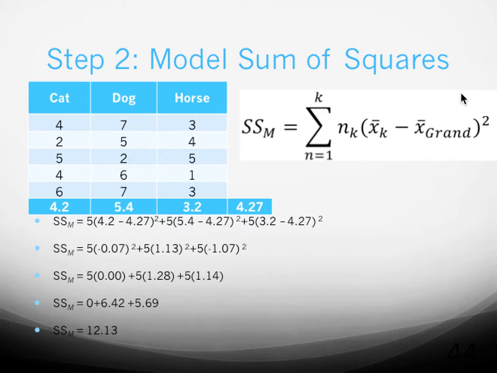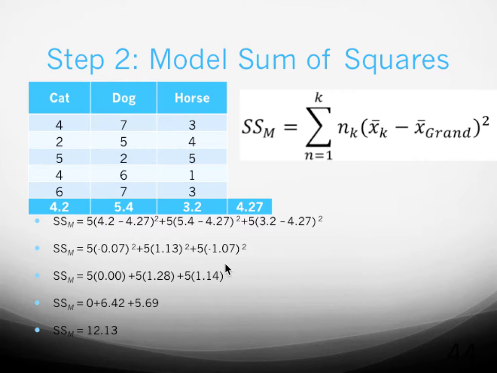And then we do that for the third group. We have the mean for the third group minus the grand mean squared times the number of people in your group. Then we just do the algebra. So 4.2 minus 4.27, negative 0.07. Then 5.4 minus 4.27, which is 1.13. In these parentheses, 3.12 minus 4.27 is 1.07.